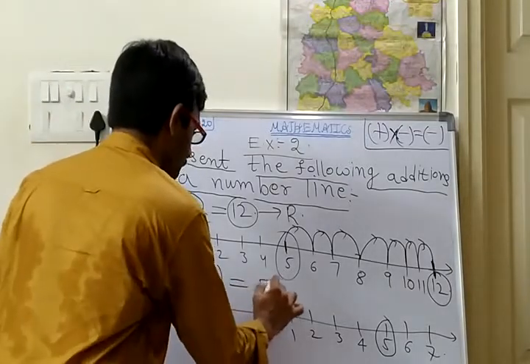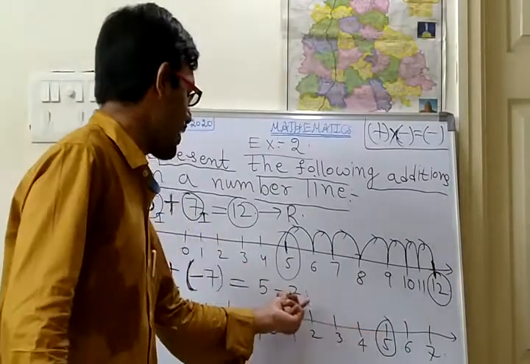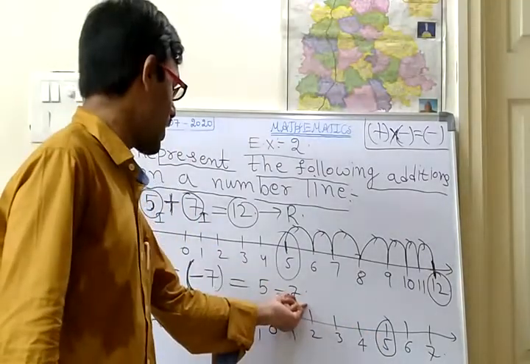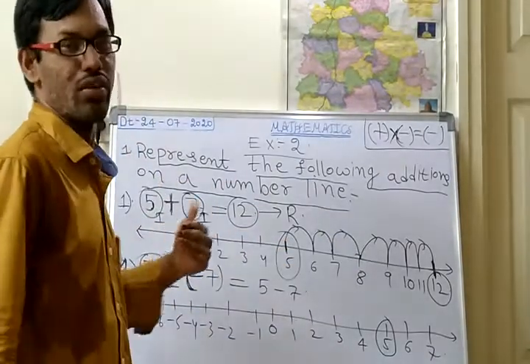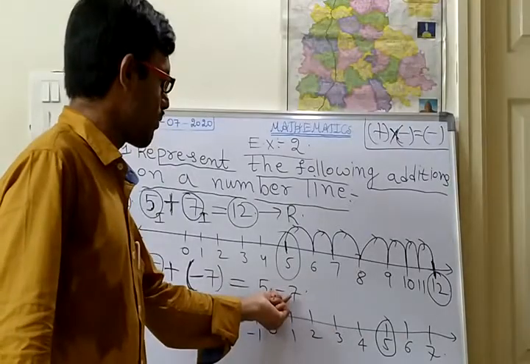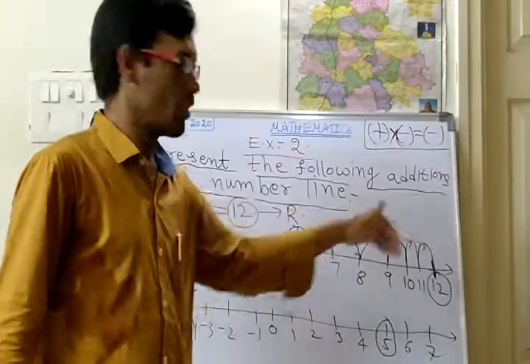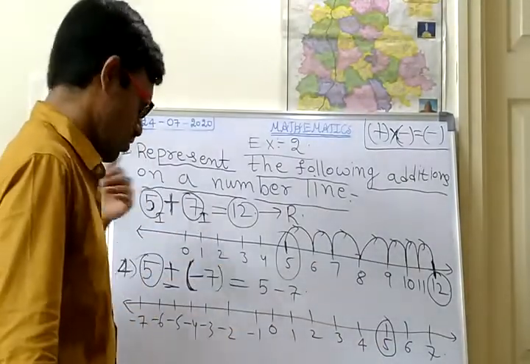So 5 minus 7 will come. For this 5 we are adding minus 7. Whenever we are adding minus 7, we should go to the left side. If there is a positive number, plus 7, we should go forward. If a negative number is there, we should go back, to the left side.